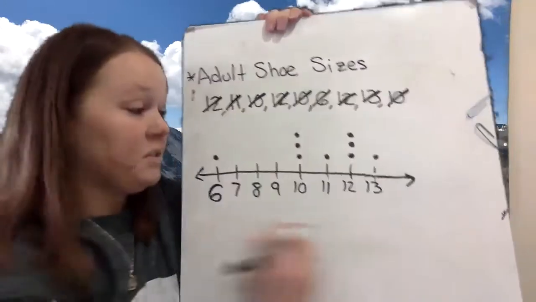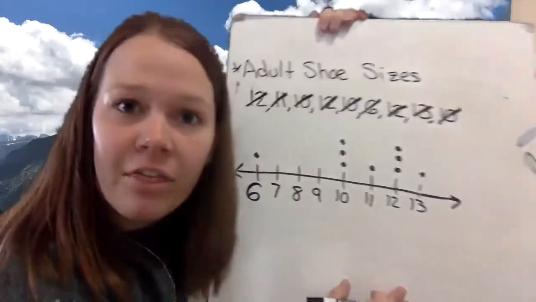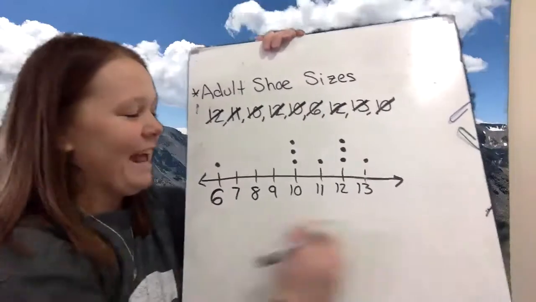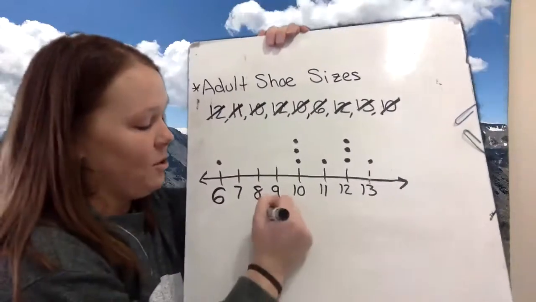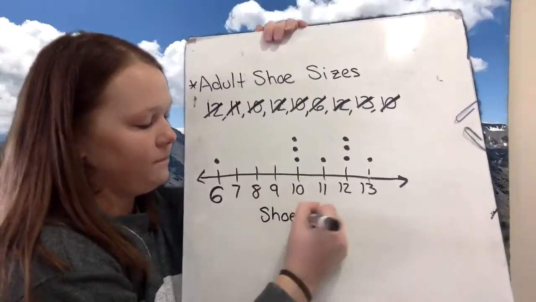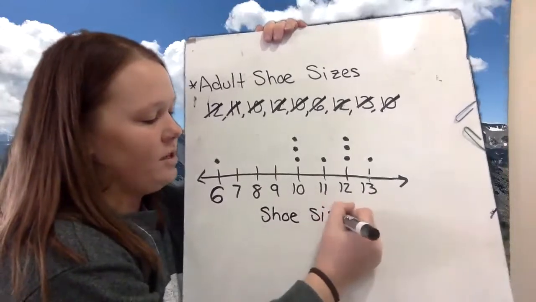Hopefully you just said no, because what do I have down here? Nothing. That's what I have, is nothing. So I need to have some type of label down here. So these are shoe sizes. All right, so there's my line plot graph.